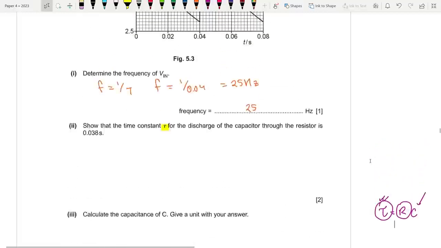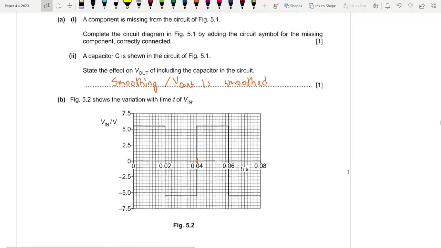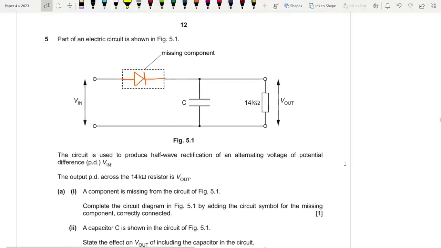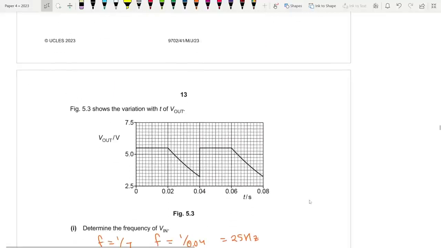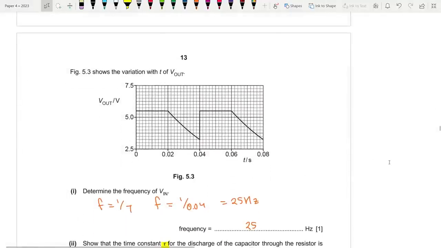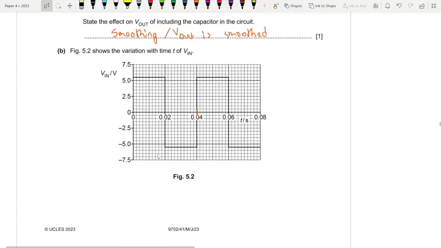How else can we find out tau? Using the equation of discharging of a capacitor. So where is the capacitor being discharged in this V out circuit? If we just performed half wave rectification, what would the circuit look like? It would look like this. Only this part followed by 0, then an increase. Only this part followed by 0 again.